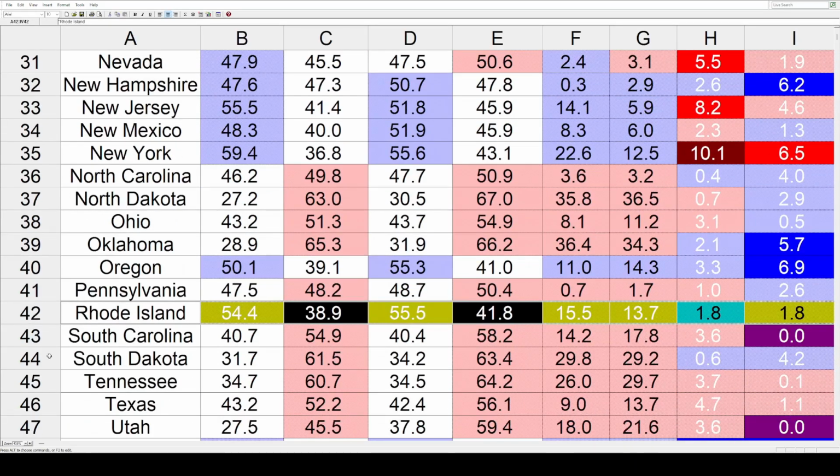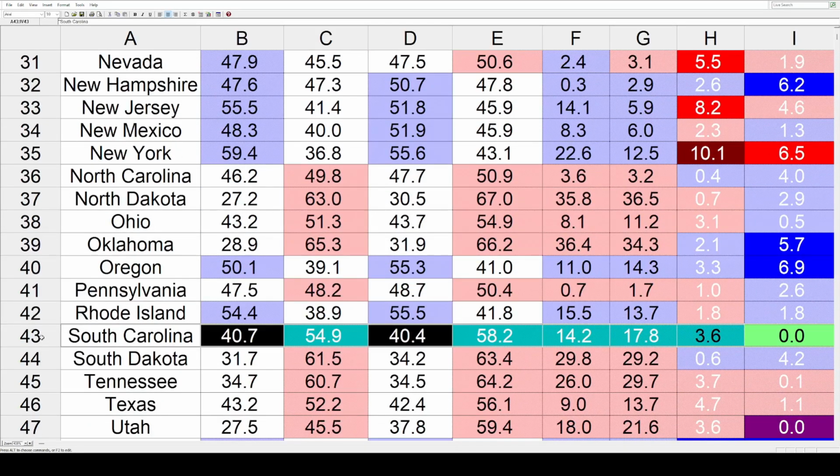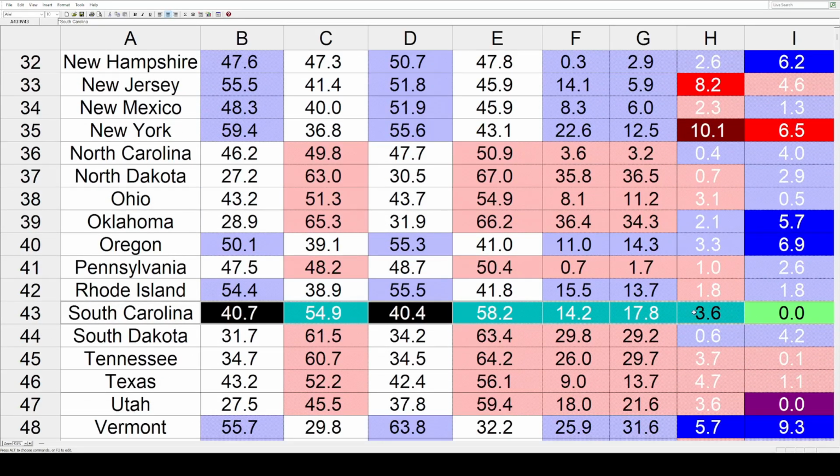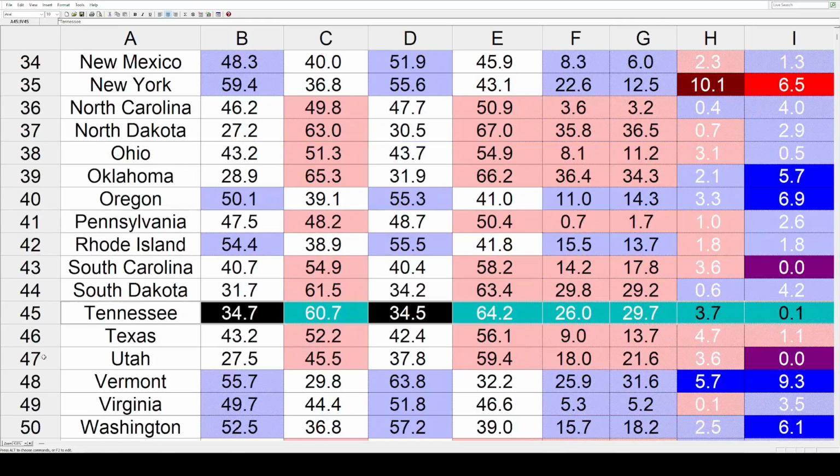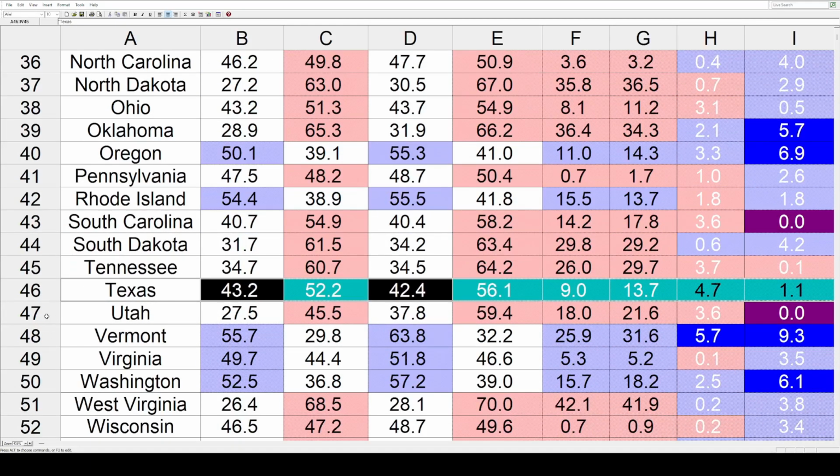And Rhode Island, 1.8. And how about South Carolina? It shifted 3.6 toward the right. That was the same as the national shift. That means it had a dead even trend, so no shift in either direction. South Dakota, bluer by 4.2. Tennessee, a tiny red trend of 0.1%. Texas, a little bit more than that, 1.1 redder.